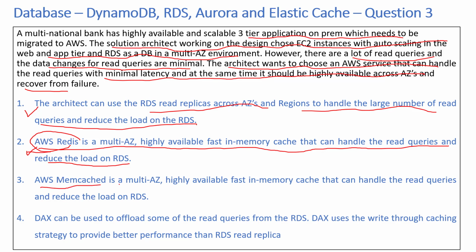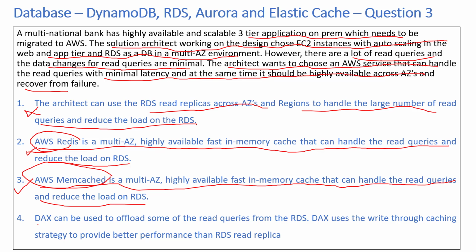Now let's look at AWS Memcache. It is a multi-AZ, highly available, fast in-memory cache that can handle read queries and reduce the load on RDS. So again, as I said, for a lot of read queries we have two options: read replica or in-memory cache. Here the data is not changing a lot, so we'll probably prefer an in-memory cache. Then in memory cache we either use Redis or Memcache, but it wants the cache to be highly available and recover from failure, which is a characteristic of AWS Memcache. So this seems to be a better option than one, so we'll cross out the one.